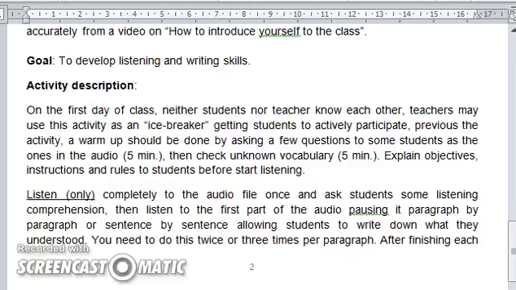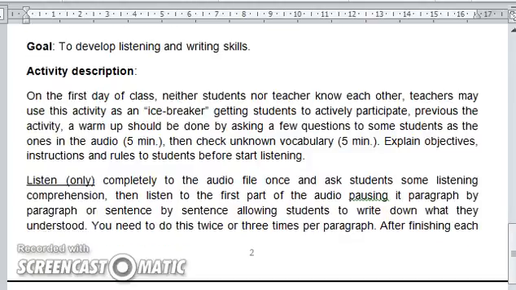Then when they finish listening for the first time, you ask some listening comprehension questions, and then you start listening to the first part of the audio, paragraph by paragraph or sentence by sentence, allowing the students to write down what they have understood. You need to do this twice or 3 times per paragraph.